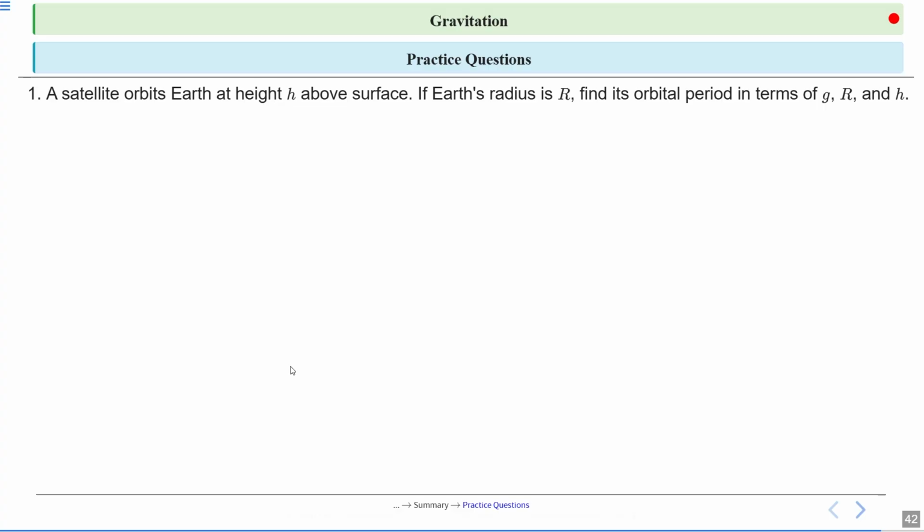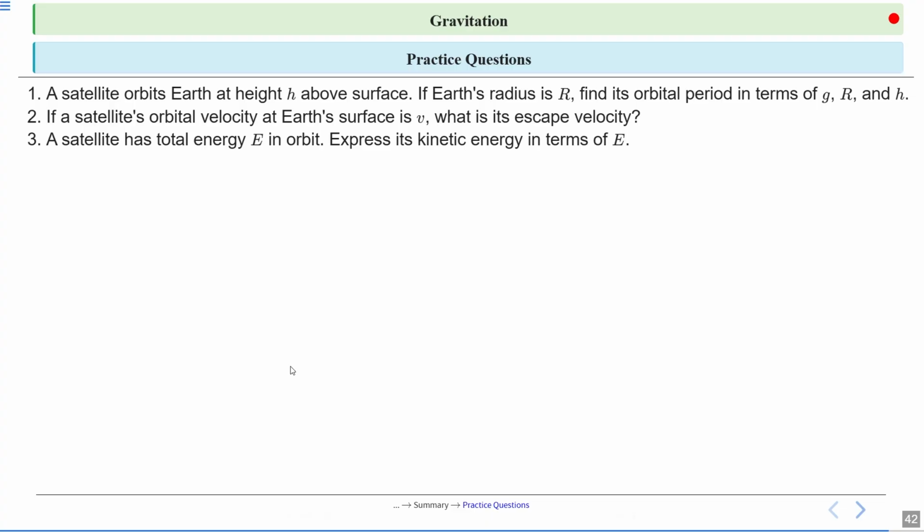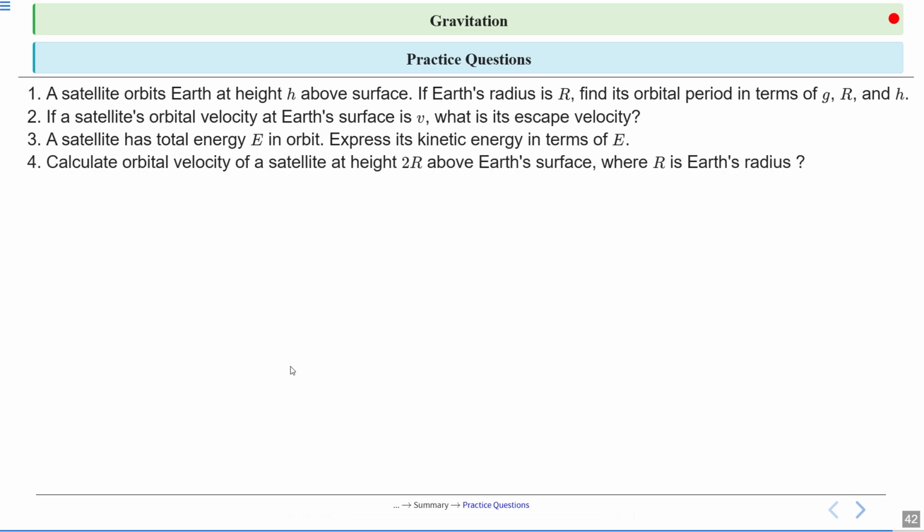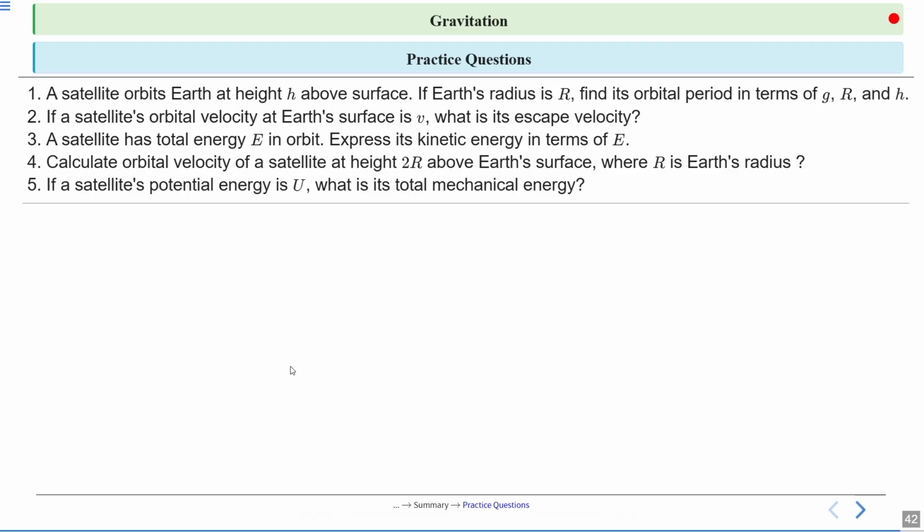First question: a satellite orbits Earth at height h above the surface. If Earth's radius is r, find its orbital period in terms of g, r, and h. If a satellite's velocity at Earth's surface is v, what is its escape velocity? A satellite has total energy E in orbit. Express its kinetic energy in terms of E. Calculate the orbital velocity of a satellite at height h = 2r above Earth's surface, where r is the Earth's radius. If a satellite's potential energy is U, what is its total mechanical energy?